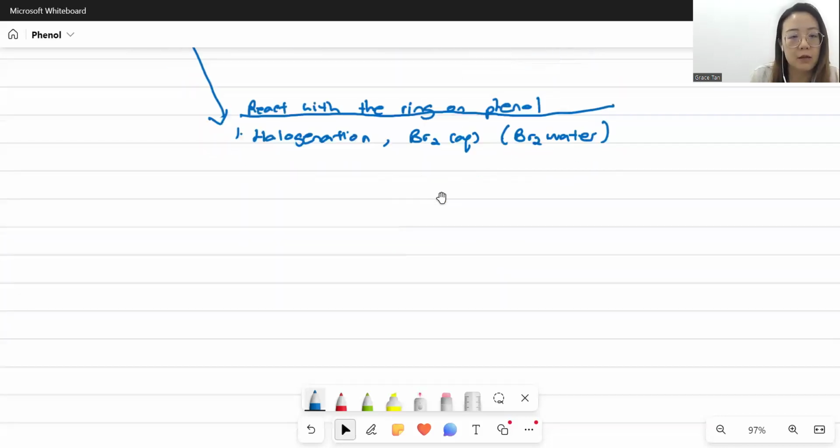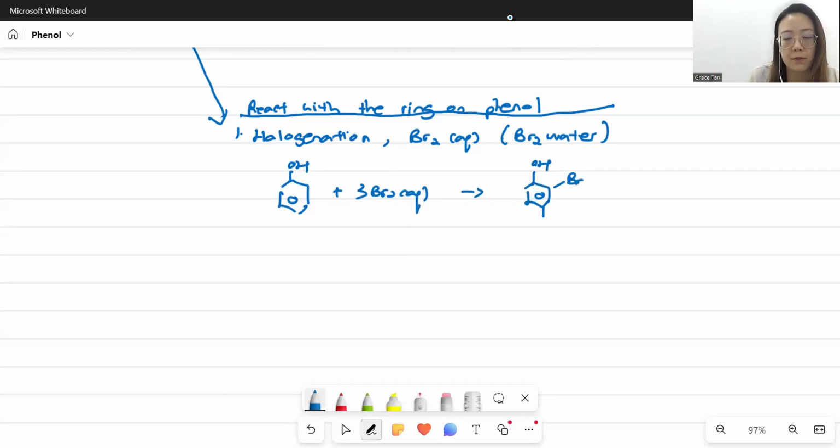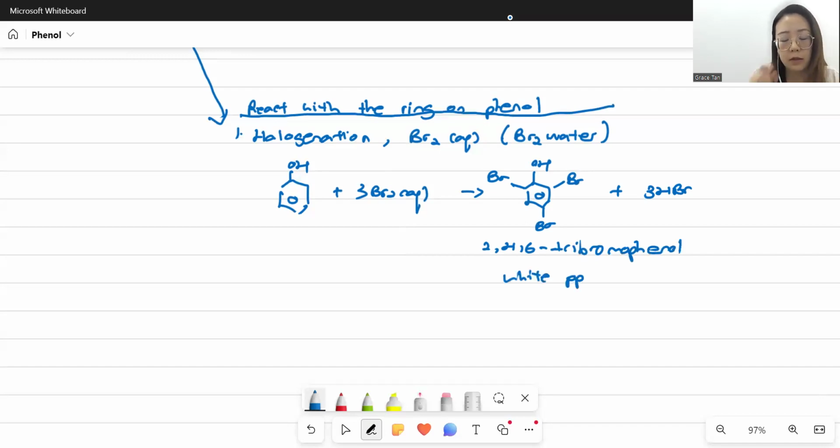So very quickly, this one. Now, phenol will react with bromine water. Aqueous here is very important. Then it will form tribromo, with your bromine here at position 2, position 4, and position 6. So we call this 2,4,6-tribromophenol. Now, this is a white ppt, and your bromine, orange-brown color will decolorize.